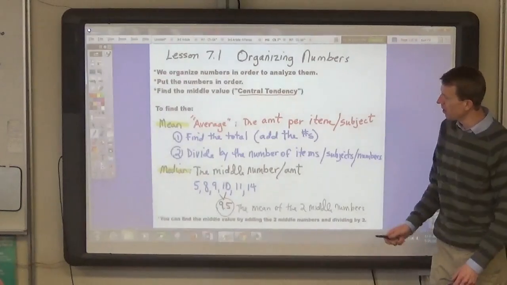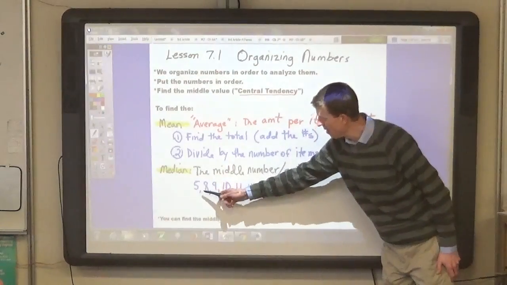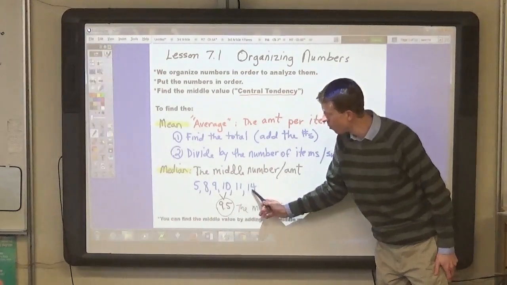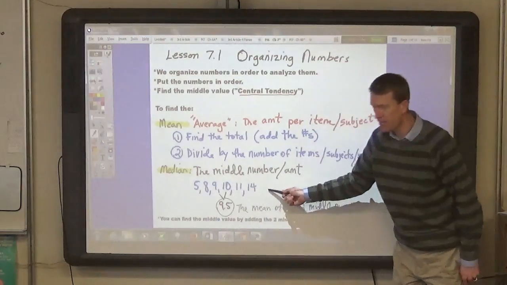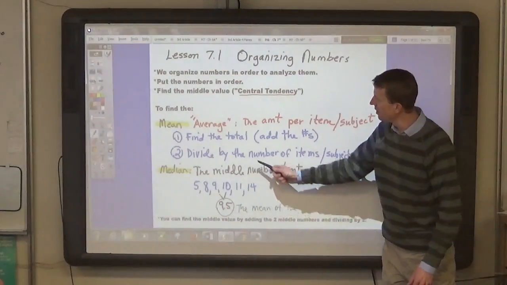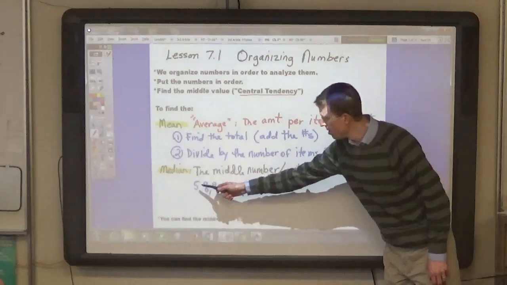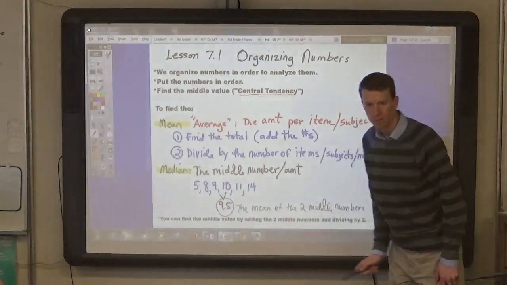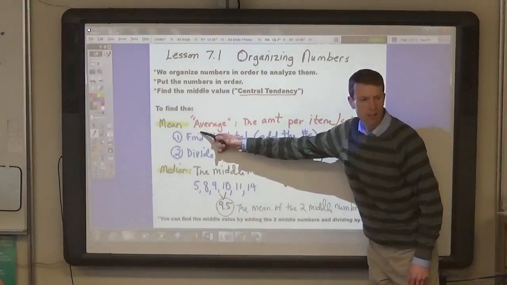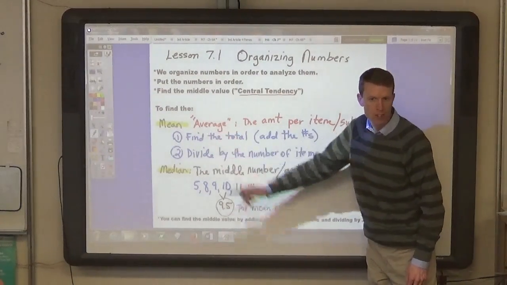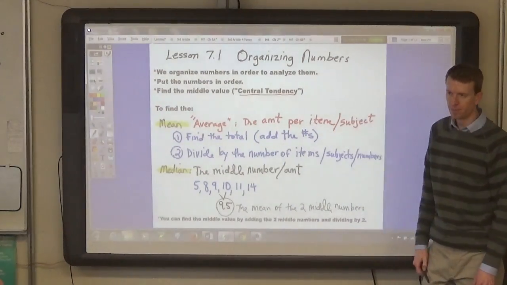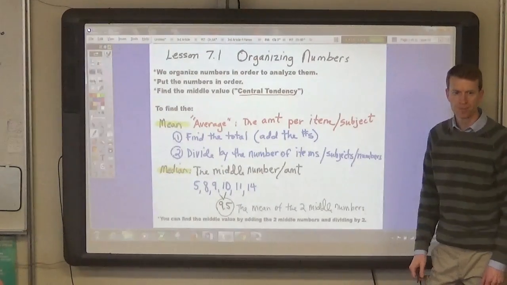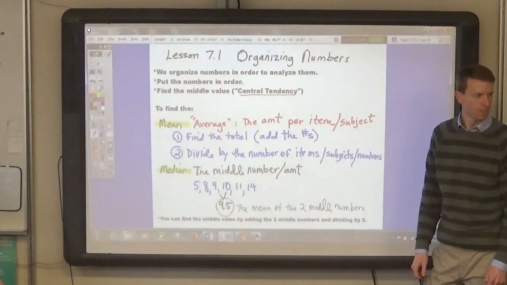So what if you had a set of numbers like this, 5, 8, 9, 10, 11, 14. If you added up these numbers and then divided by the number of numbers, 1, 2, 3, 4, 5, 6, you would find the mean, or the average. Okay? Is everyone clear on average? Do you understand what that means?